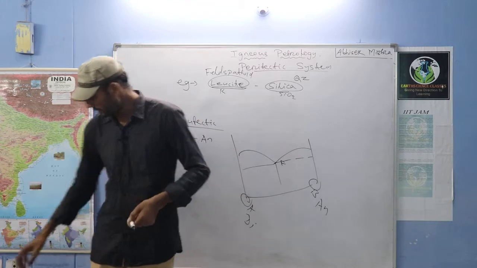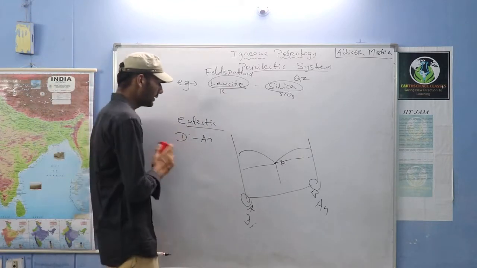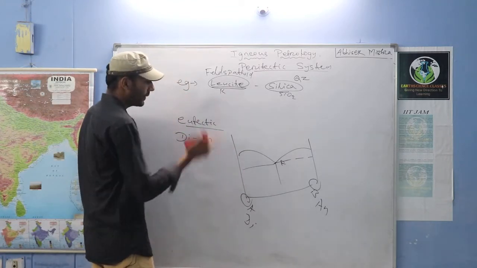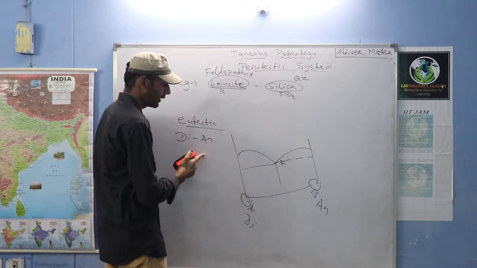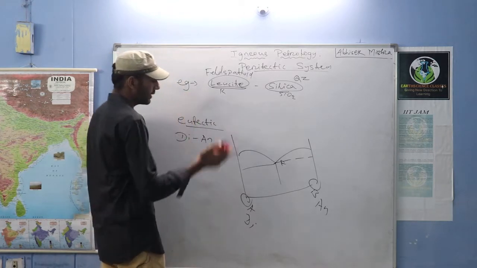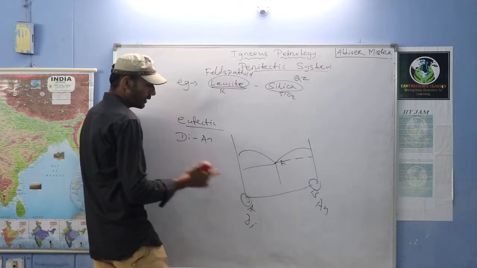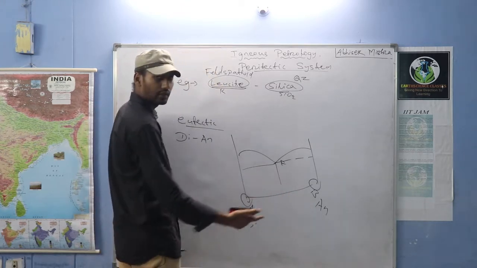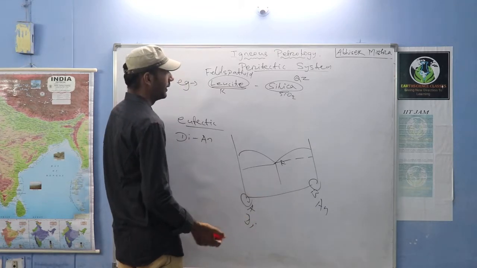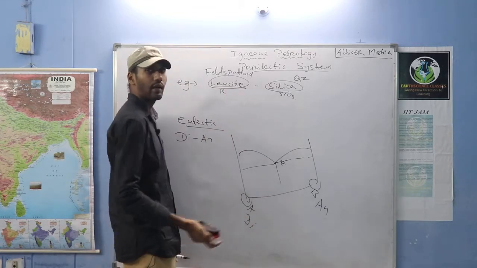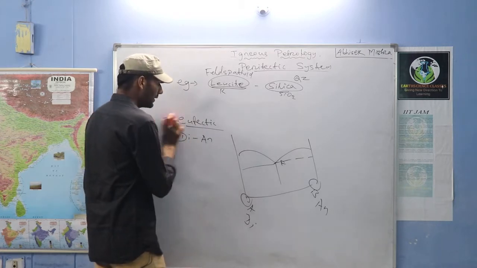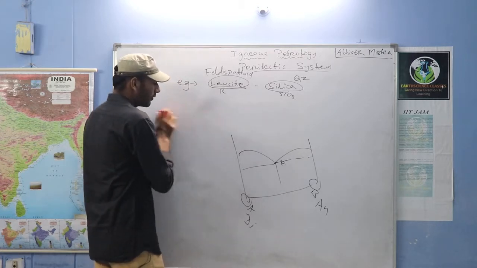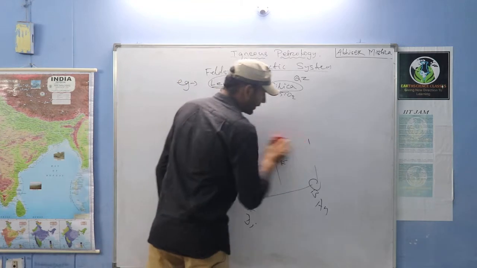I was just comparing between peritectic and eutectic, that's why I gave this example of eutectic. In eutectic there are two end members, diopside and anorthite. There is no intermediate compound or intermediate mineral. But in peritectic we are going to find an intermediate mineral. That is the difference, and another difference I will discuss with time.